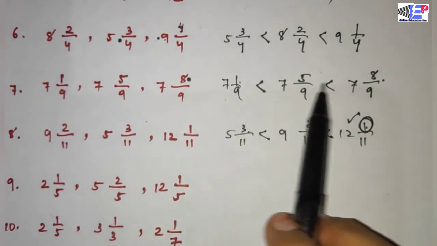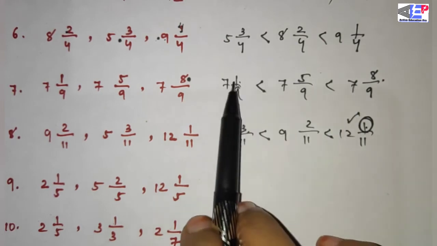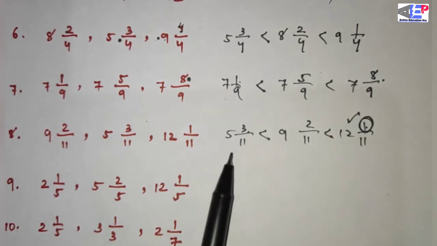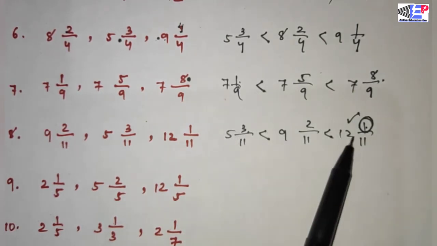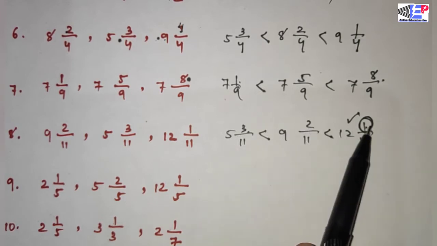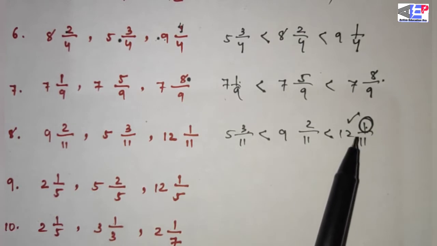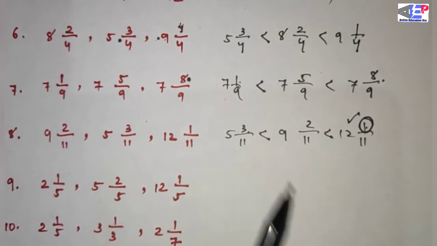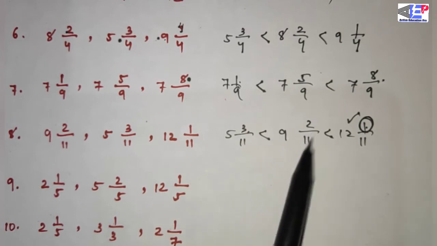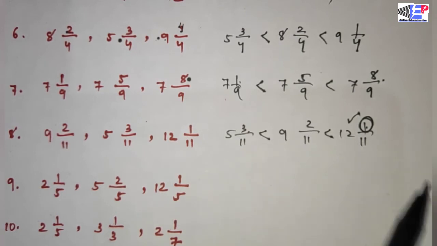Here all the whole number parts are the same, so compare the numerators. But here the whole numbers are different, so don't compare the fractional parts, even if they are like fractions. I repeat, don't compare, because they have different whole parts in these mixed fractions. So 5 3/11 is less than 9 2/11, which is less than 12 1/11.